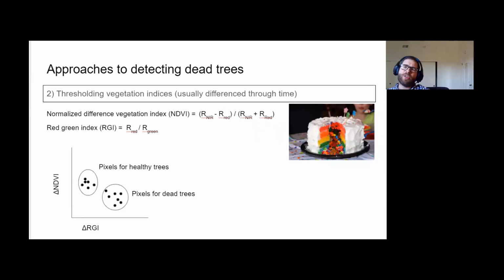So another different approach to identifying dead trees is to threshold pixels by vegetation indices. To explain a vegetation index, I'm going to start with the metaphor of a layer cake. A color image, for example, the picture we take with our phone, is much like a 3-layer cake. The image is made up of 3 separate layers, the amount of red, green, and blue reflectance. So any given pixel in the image will have values for all 3 layers.